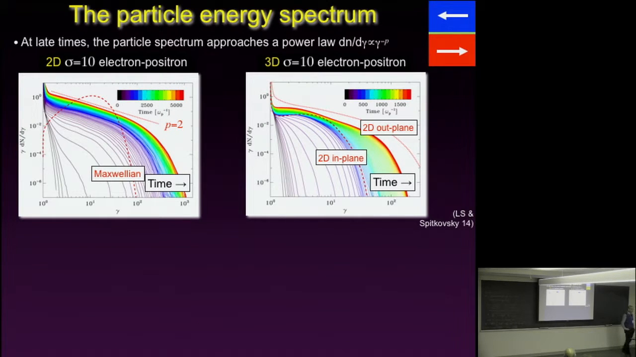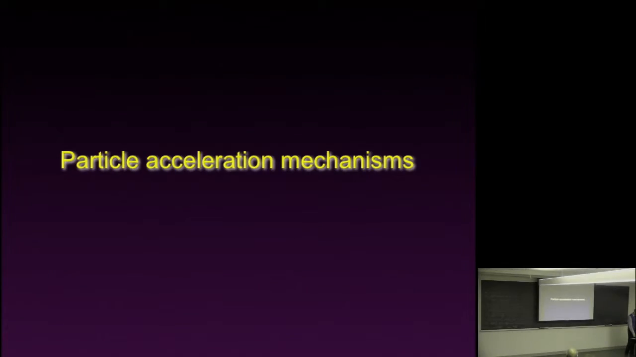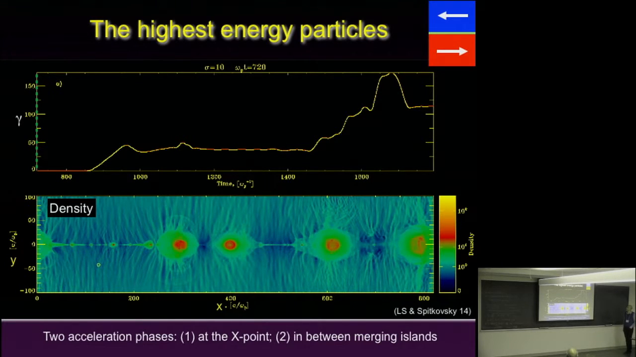The spectrum of the particles is another interesting thing to look at. This is the distribution of the particle energies, or Lorentz factor. You can see that it's not consistent with a Maxwellian distribution. It's close to a power law distribution with an index of 2. This is true for both two-dimensional results and three-dimensional results. And over time, the maximum energy is steadily increasing. The colors here are time. This is also illustrated here with the maximum energy that is growing linearly with time. This is a promising property of reconnection as a mechanism to accelerate particles to very high energies in a relatively short time. Let me just spend one slide on the acceleration mechanism.